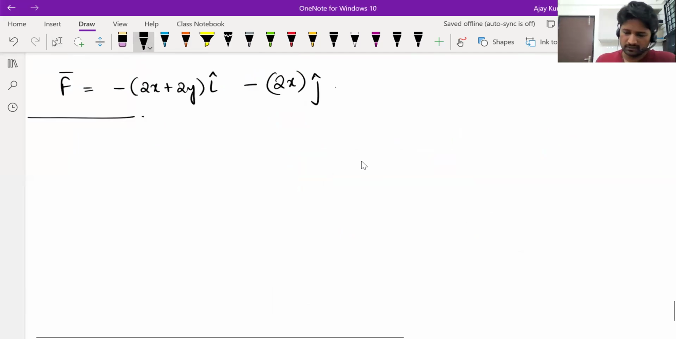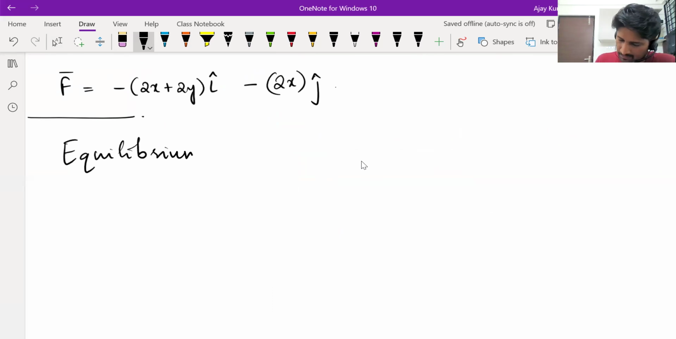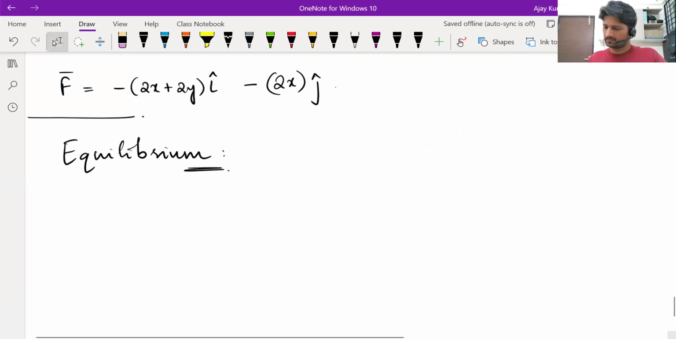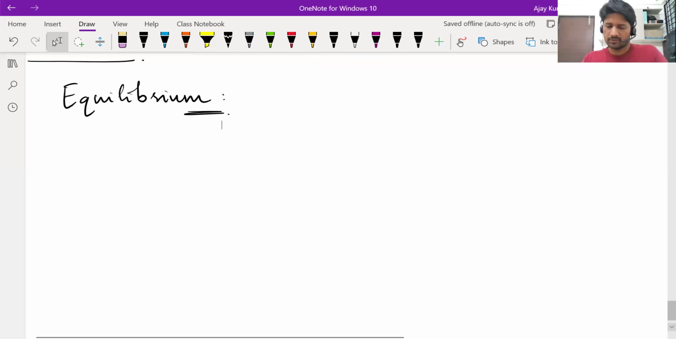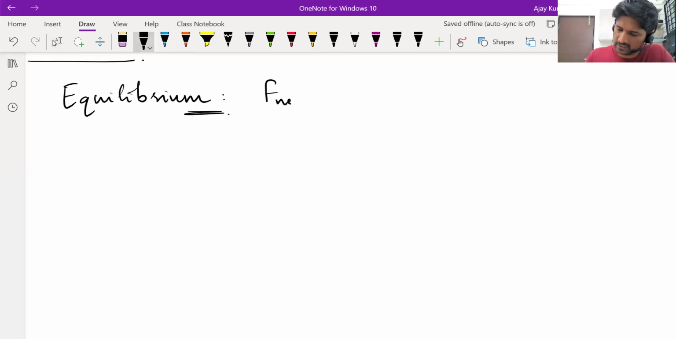Can one of you tell me the definition of equilibrium? When is an object or a system said to be in equilibrium? Net force equal to zero. Correct. A system or an object is said to be in equilibrium when the net force acting on it is 0. And this is called translational equilibrium. There's something called rotational equilibrium also, which we'll learn in the next chapter. For now, you consider this as the definition of equilibrium, net force being 0.